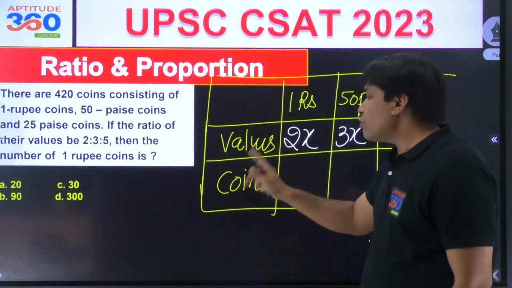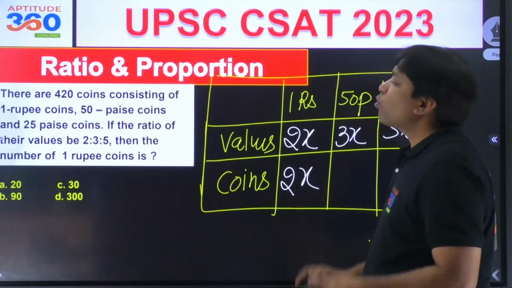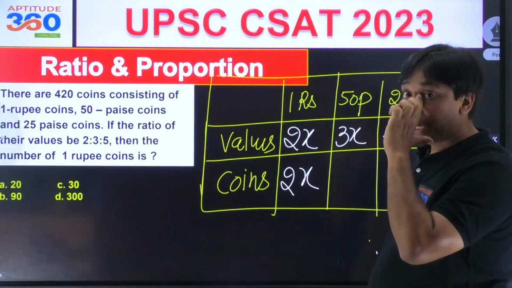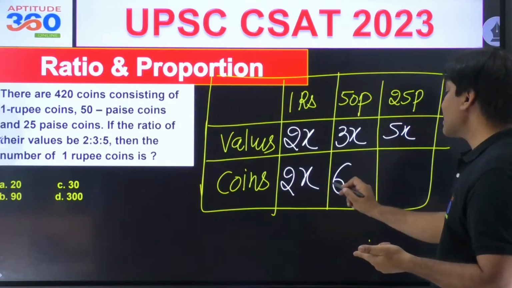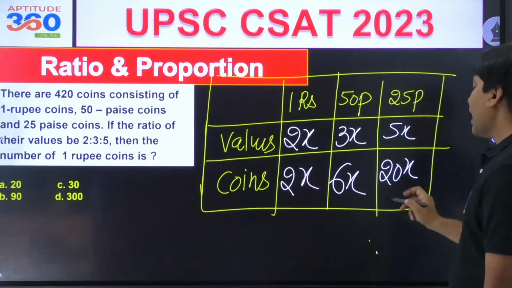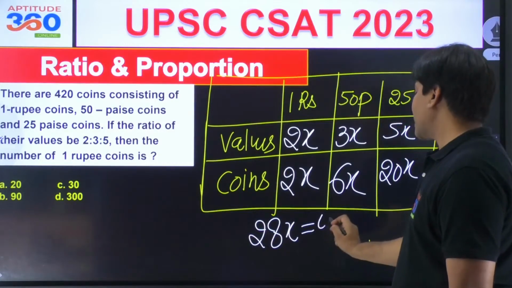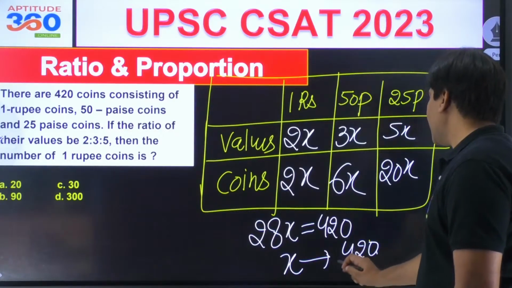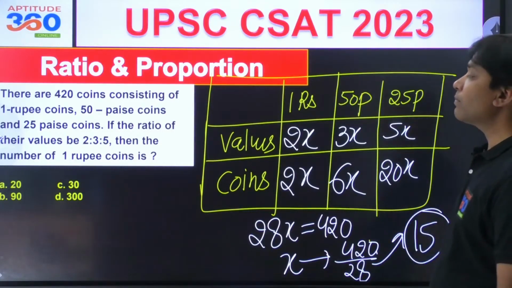Now you have to go from value to coins. You have to multiply. So 2x will remain 2x, since the number of coins equals the value. 3x rupees is the value, so the number of coins will obviously be more. How much? Double, which is going to be 6x. And this value is 4 times, which is 20x. This plus this plus this, which is 28x, is given to you as 420 coins. What is the value of x? It is 420 divided by 28, which is nothing but 15.